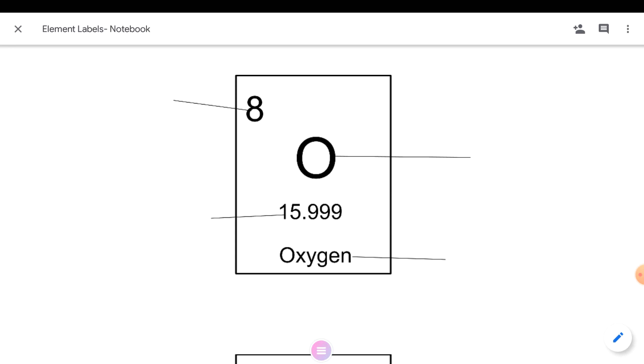Finley, will you pull the door shut? Then pull this paper to the top, the one that has a big O, an 8, 15.999, and the word oxygen.